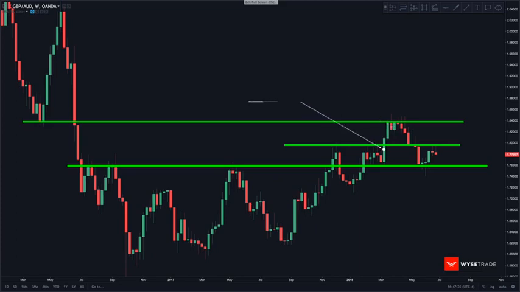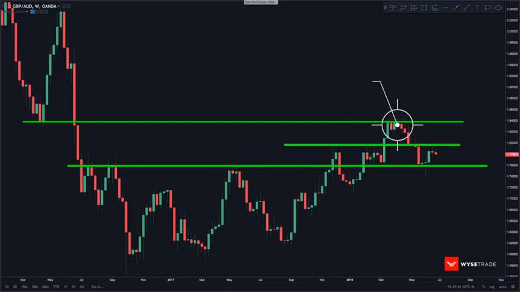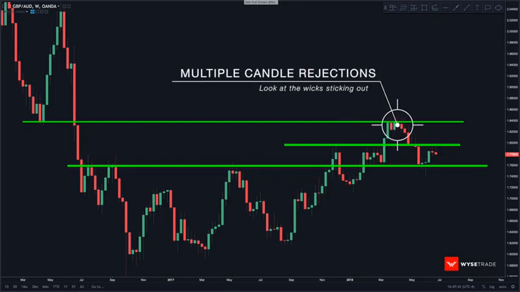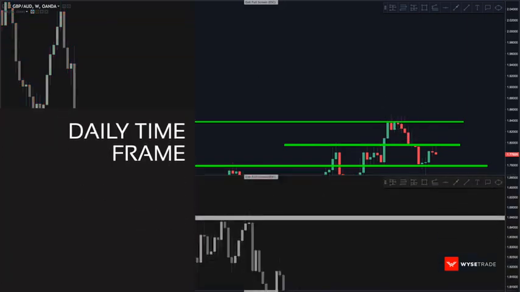We have a big candle followed by a smaller candle and then an even smaller red candle where the wick is also rejecting resistance. We then also had multiple candles rejecting this level. And as you can see, look at all the wicks sticking out. Once we saw this, then this pair became of interest to us. So let's jump to the daily time frame to show you what we saw.